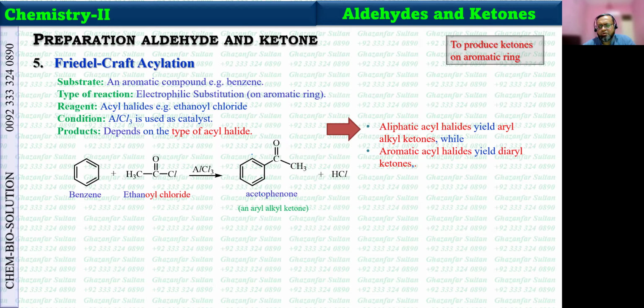Or otherwise, what will you write its name as? You will write its name as 1-phenylethanone, because the basic chain is considered the carbon atom having the carbonyl group. So this part is considered as the basic chain. But remember that these names are not part of our syllabus.